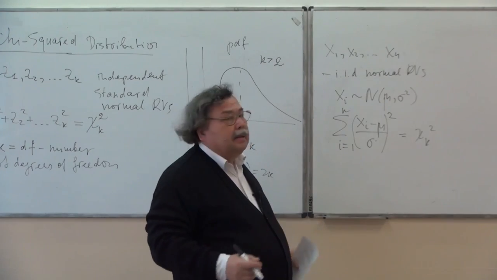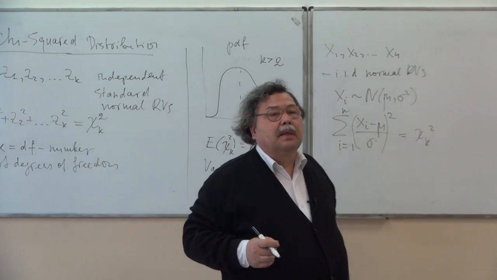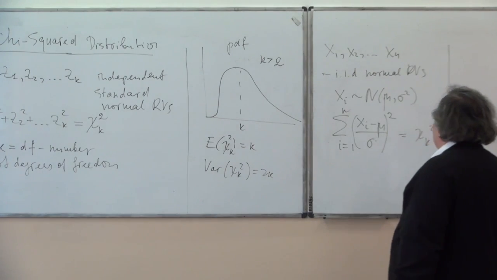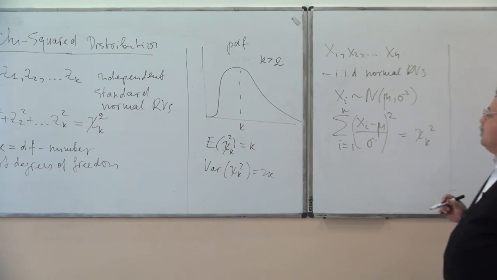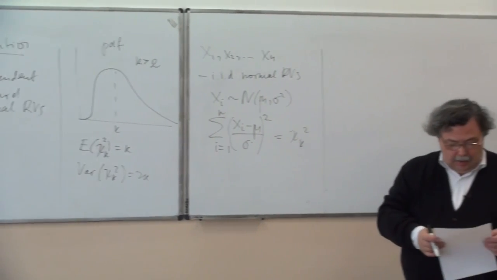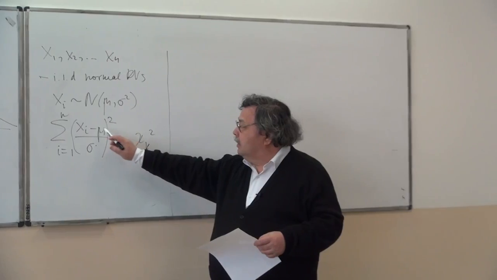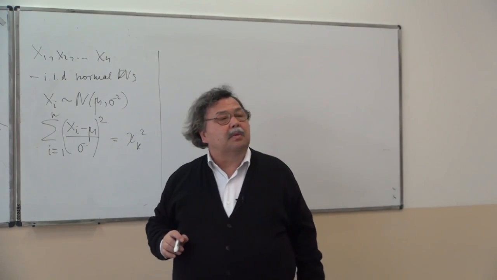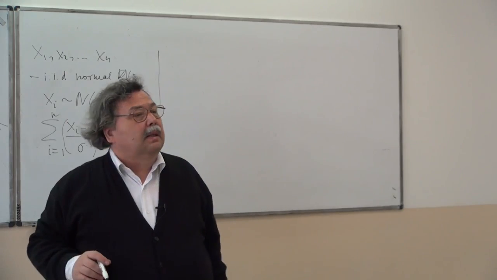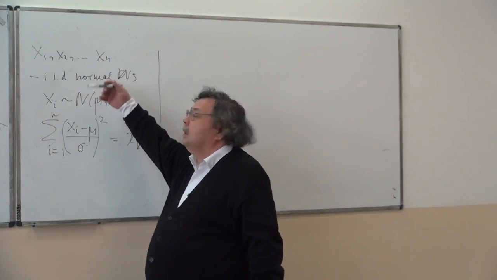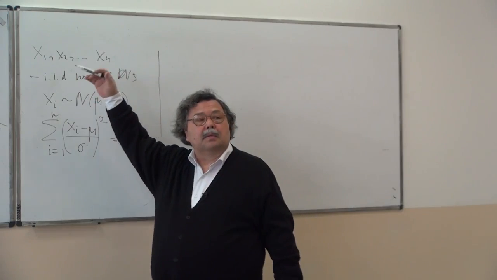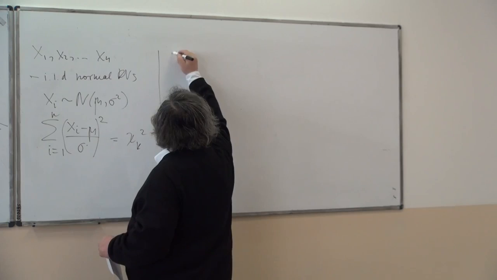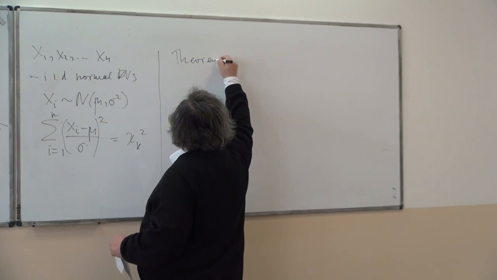But the real importance of this lies elsewhere. Look at this. Suppose we substitute x bar for mu. Suppose we don't know mu and compute the average of x1 to xn. What we get as a result is this, and it's an important theorem.